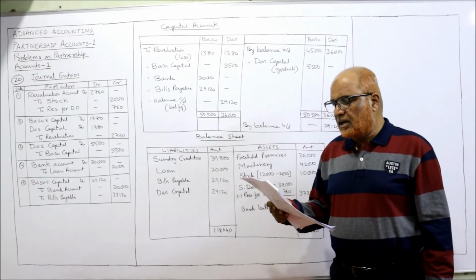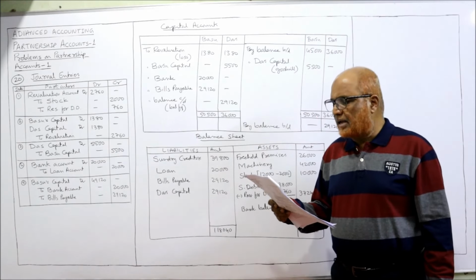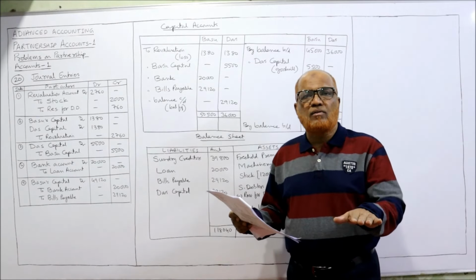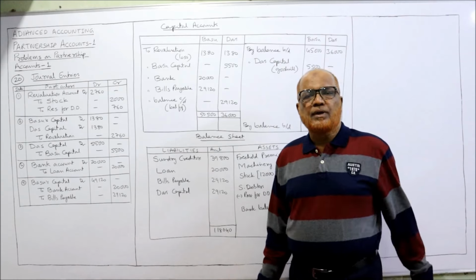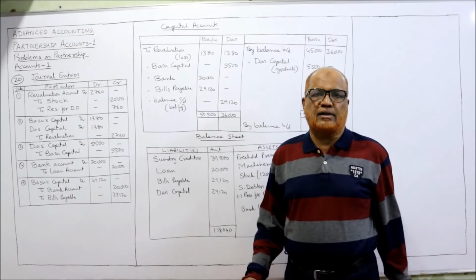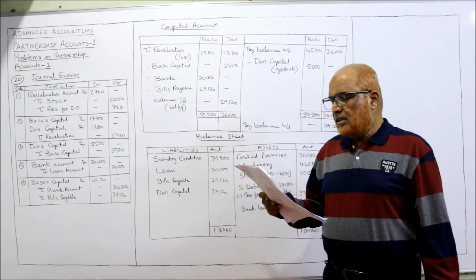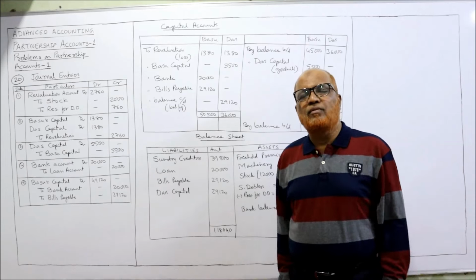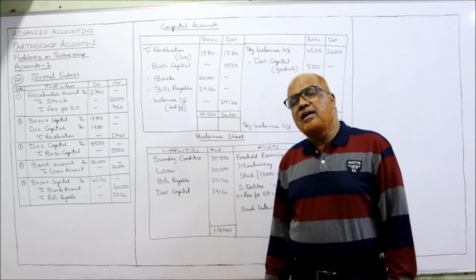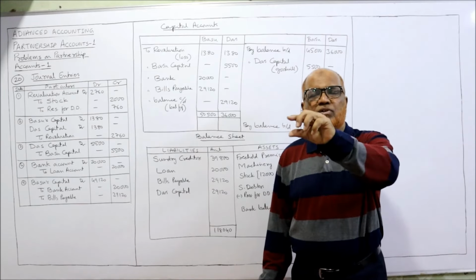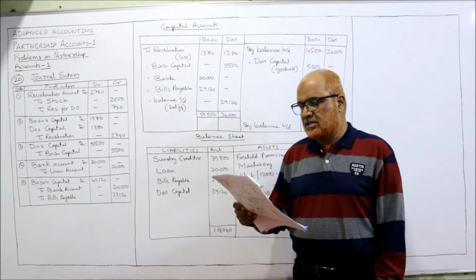Stock to be agreed worth rupees 10,000. What is the balance sheet value of stock? 12,000. That means we have to reduce the value of stock by 2,000. The entry will be revaluation account debit, stock account credit by 2000. Then a reserve for doubtful debts to be created at 2%. Already in every problem we have seen this one. The entry for provision for doubtful debts: revaluation account debit, provision for doubtful debts credit.